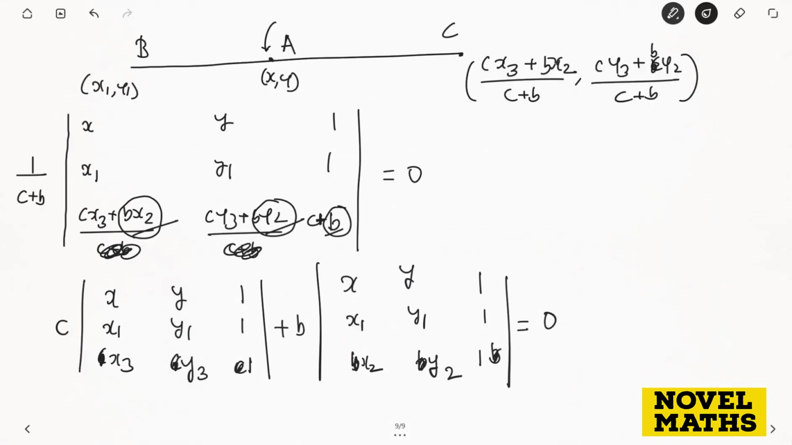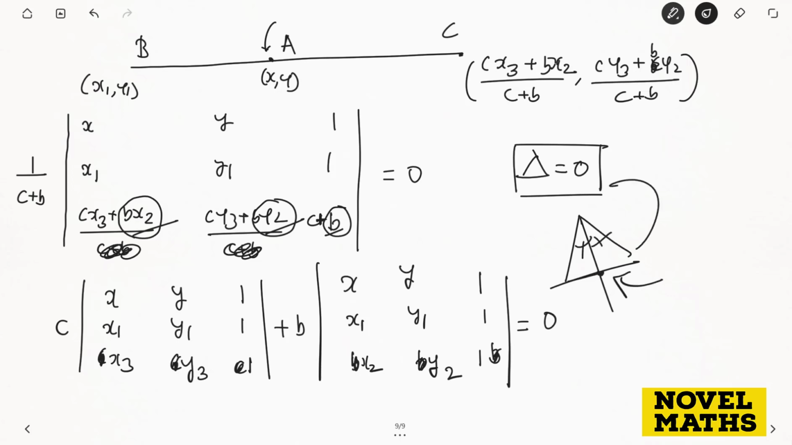Overall concept used in this question is points are collinear if the area of triangle is 0. Also the angle bisector theorem, the ratio in which this divides, to find the coordinate of this point, and apply this one. Let's move to next question.